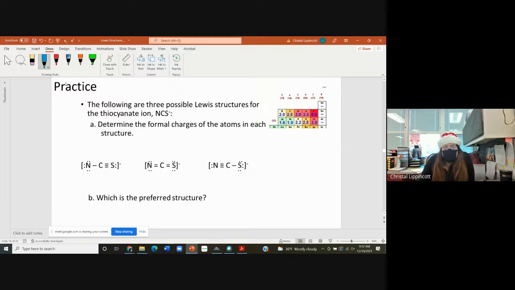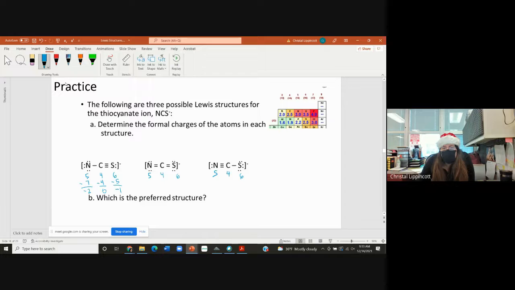All right, so nitrogen should have how many? 5. Carbon should have how many? 4. And sulfur should have how many? All right, so this nitrogen has how many? 7, so it's at a -2. This carbon has how many? 4, so it's at a 0. And the sulfur has 1, 2, 3, 4, 5. So it has a -1.